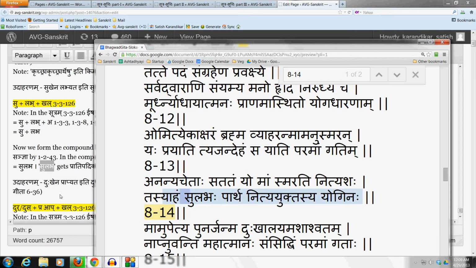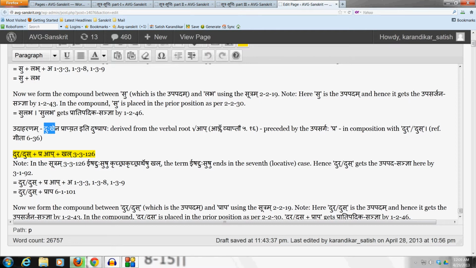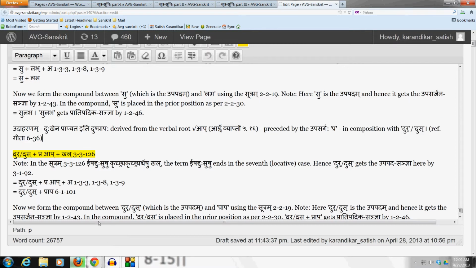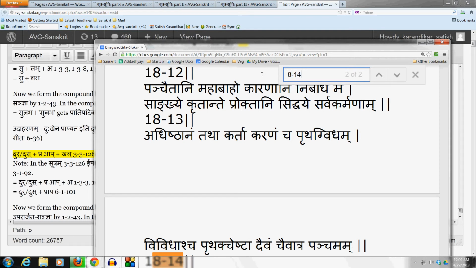Let's take another example also from the Bhagavad Gita. Dukhena prapyate iti dushprapaha. Dukhena prapyate iti dushprapaha. Derived from the verbal root ap, which is apl vyaptau, from the svadiganaha, preceded by the upasargaha pra in composition with dur or dus. This is from the Bhagavad Gita, verse 36 of chapter 6. Asamyatatmana yogo dushprapa iti me matihi. Qualifying yoga.